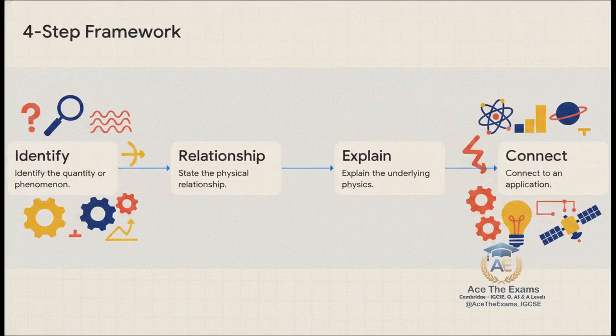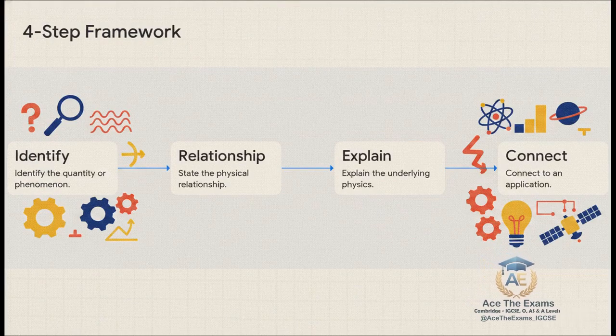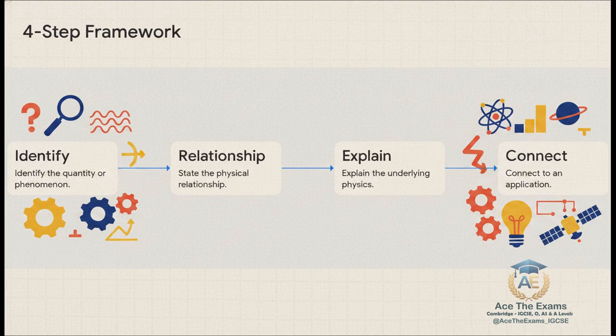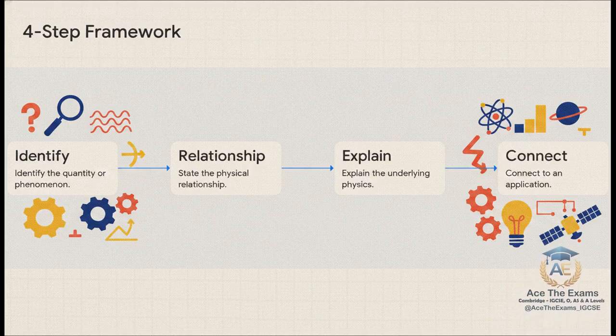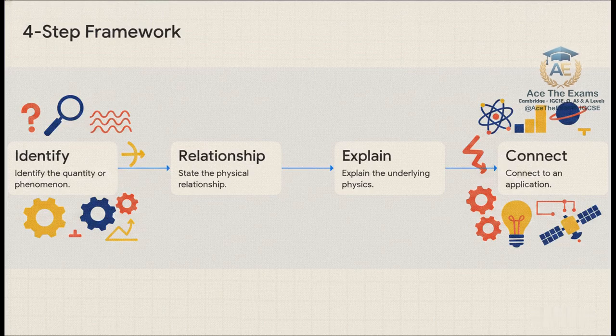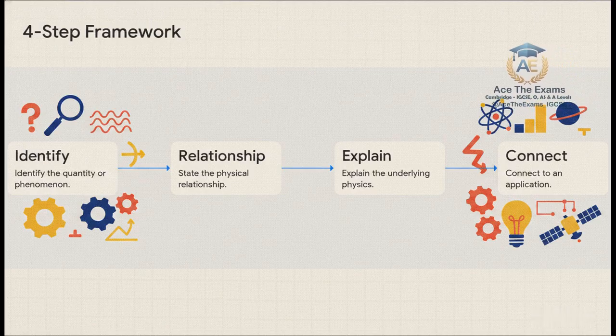So instead of guessing, we're going to replace all that blind memorization with our concept-first framework. It's a crystal clear, logical sequence that builds a perfect Cambridge-style answer. This is your new game plan. Every single time, you follow these 4 steps. First, you identify the exact phenomenon. Second, you state the relationship. Third, you explain the underlying physics using a solid cause and effect chain. And finally, number 4, you connect it to an actual application.